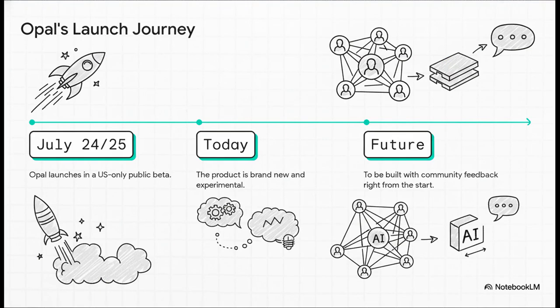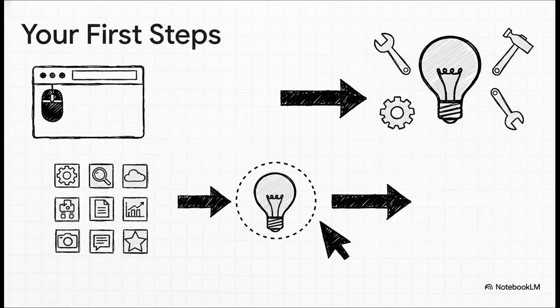Now, it's really important to know that Opal is brand new. It just launched in a US-only public beta on July 24th, 2025. So it's still very much experimental, and Google is looking for community feedback to help figure out what it becomes. So if you jump in now, you're really getting in on the ground floor. So what are your first steps? Simple. Head over to the Google Labs site.